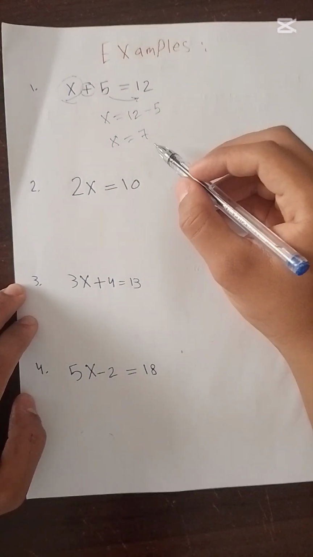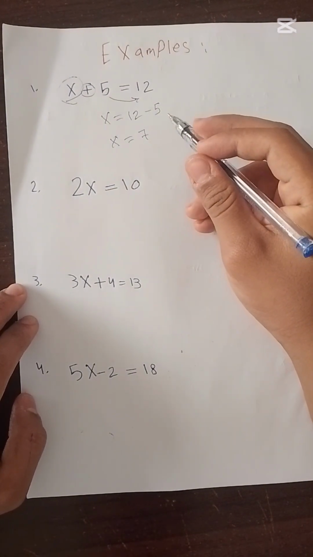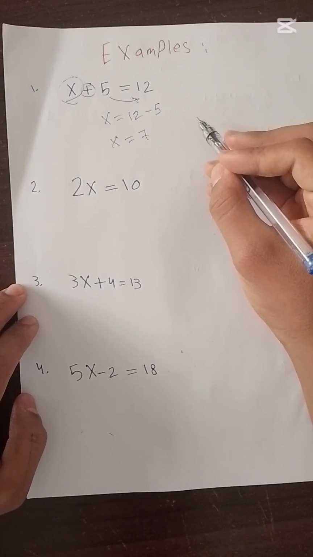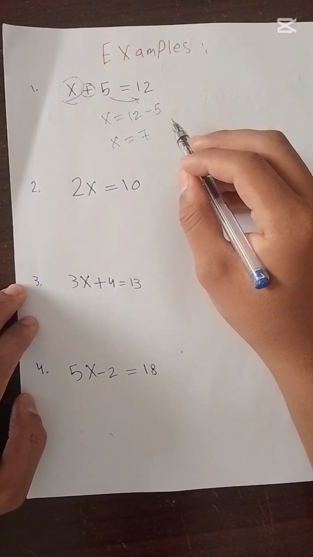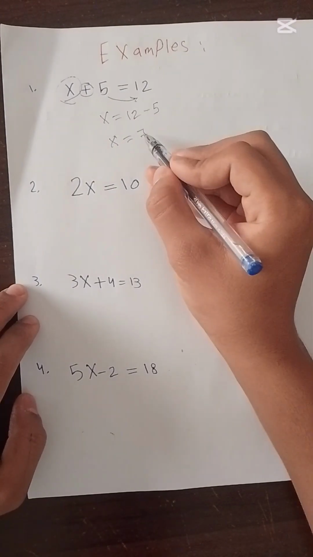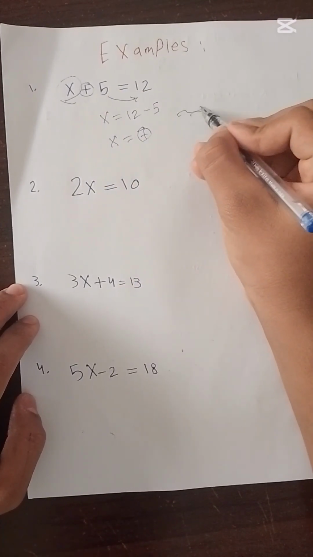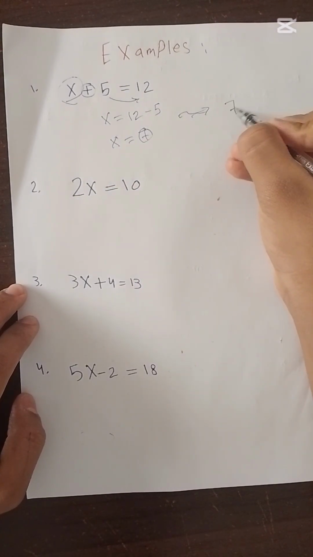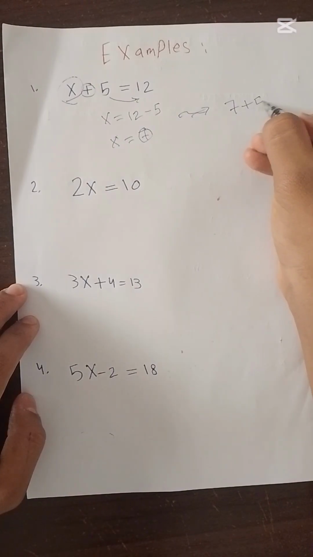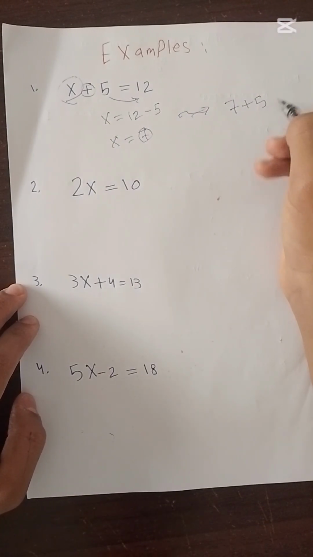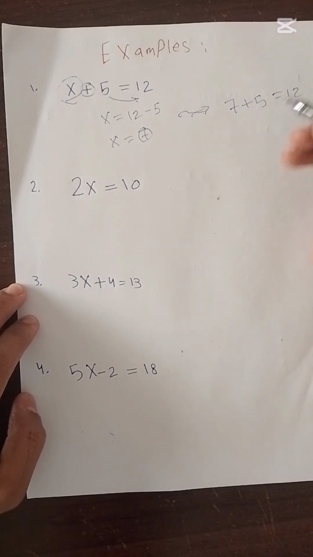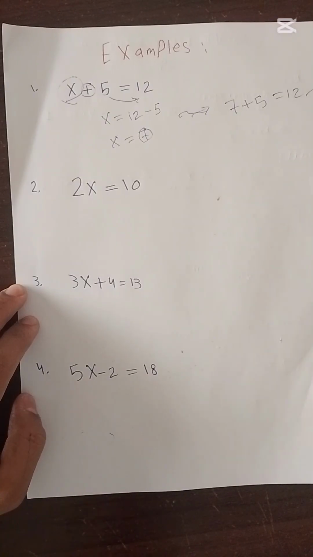If you want to make sure that we solved it correctly, just substitute x with 7. So let's substitute: 7 plus 5 equals 12. That's right, so we solved it correctly.